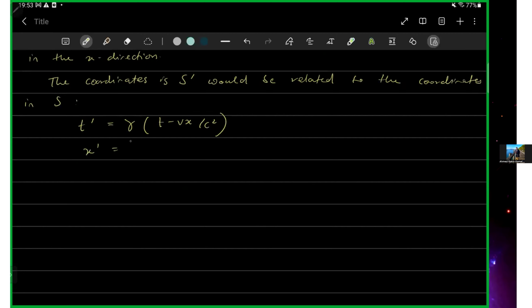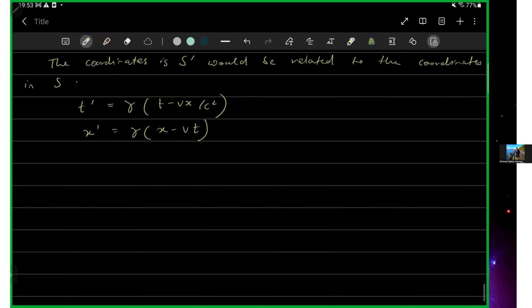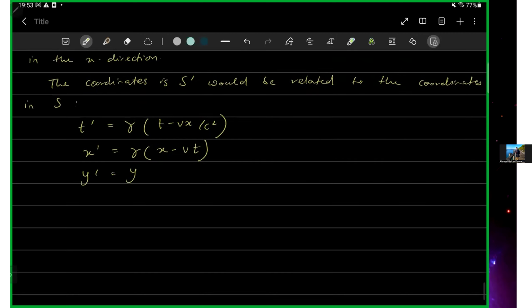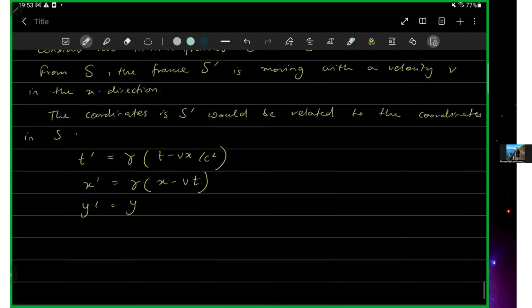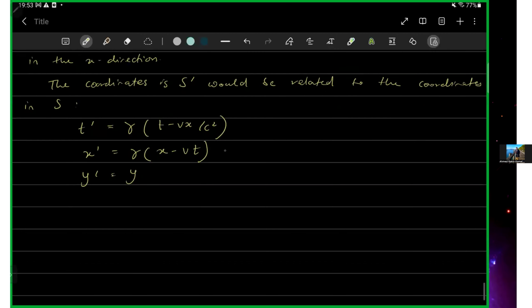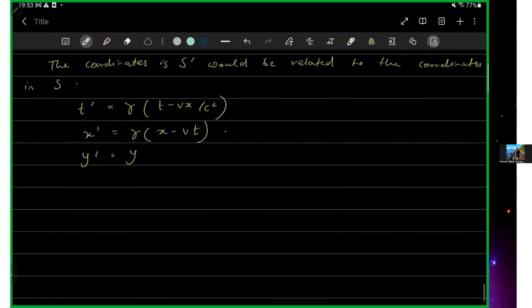X prime would be related to x and t via this relationship, and similarly y prime would be y, because the only boost that I have, or the velocity that I have over here, is in the x direction. So the x components will change, leaving the other spatial directions the same. Okay, so this transformation is called the Lorentz transformation, which I'm pretty sure you've already seen before.